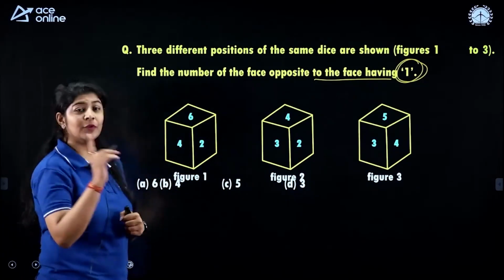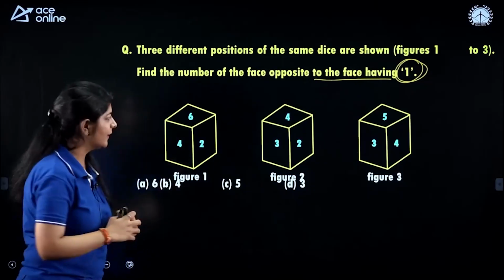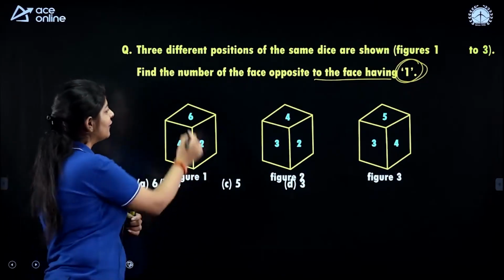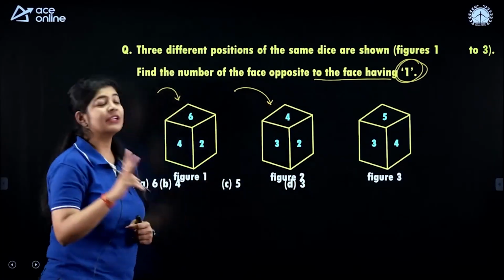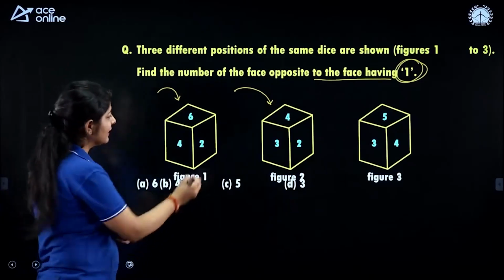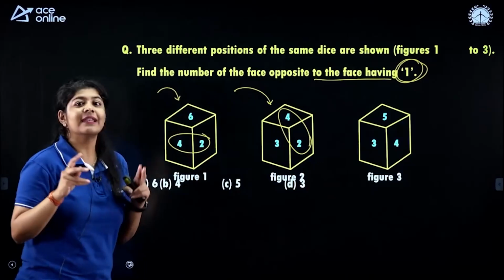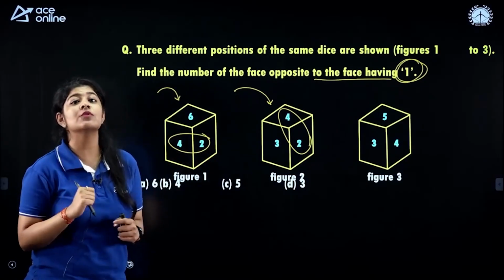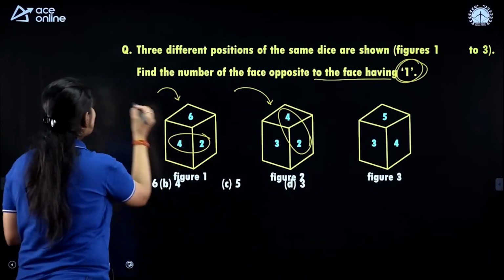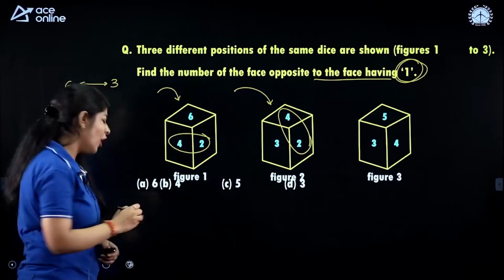But if you watch the faces of the dice carefully, you will notice that in figure number 1 and in figure number 2, you are having two faces common, that is 4-2 and 4-2. So the rest faces that we are having in these two figures are the opposite pairs of each other. So we can easily say that 6 and 3 are the opposite pair of each other.